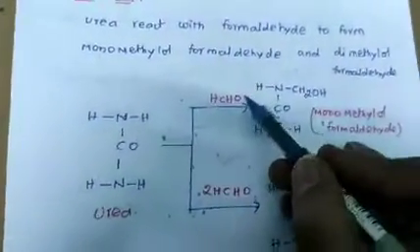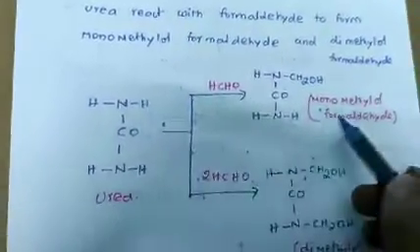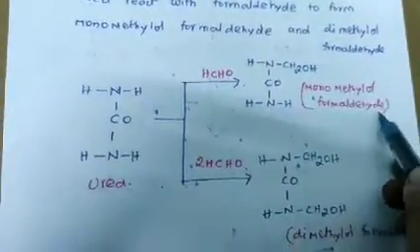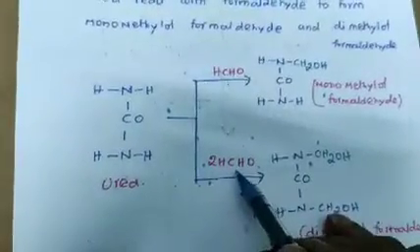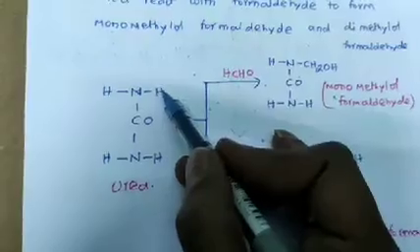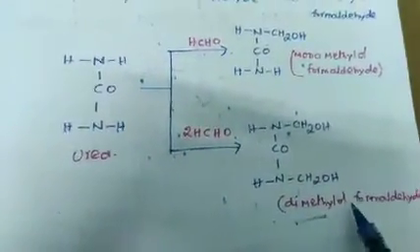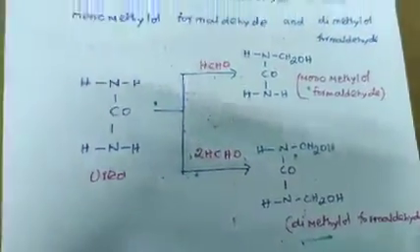Urea reacts with 1 mole of formaldehyde. This formaldehyde reacts with this hydrogen to get monomethylol formaldehyde. And in the second case, 2 moles of formaldehyde react, 1 mole with this hydrogen and another mole with this hydrogen, to get dimethylol formaldehyde.